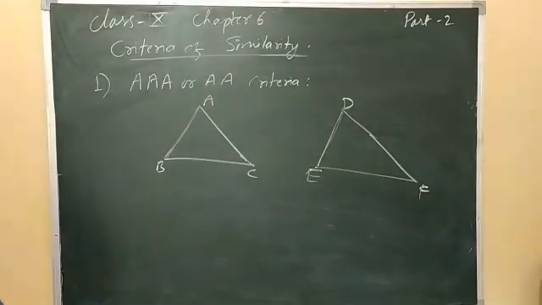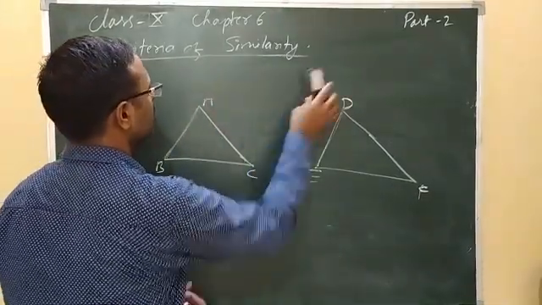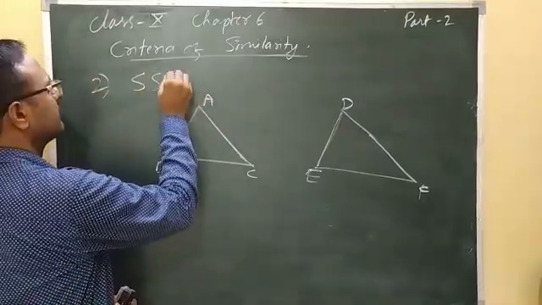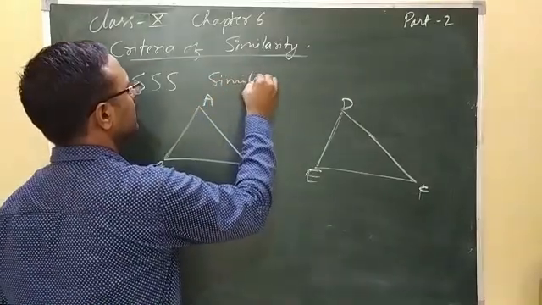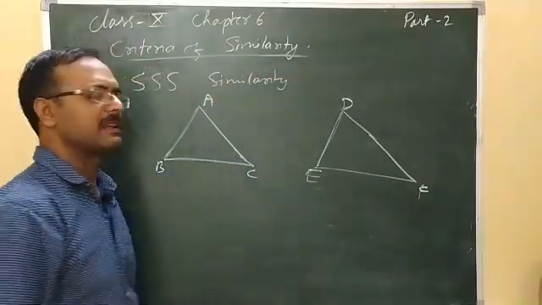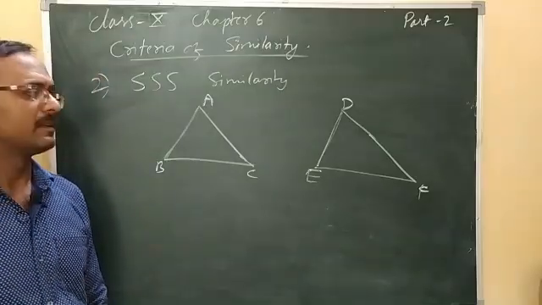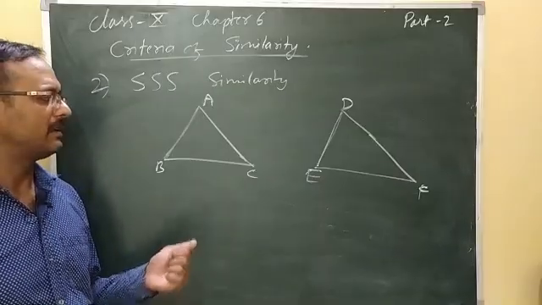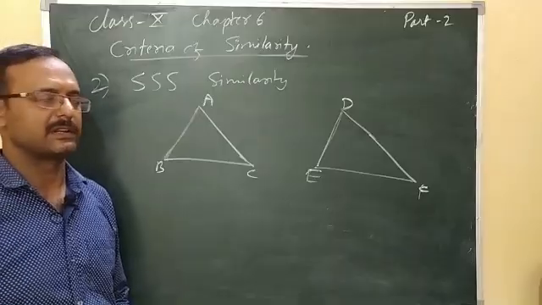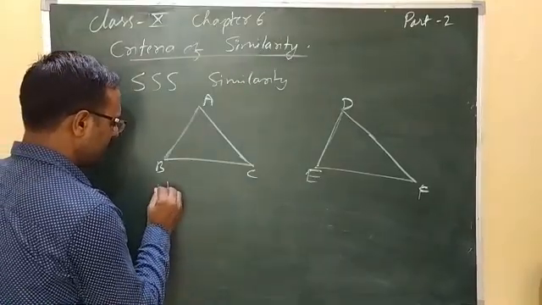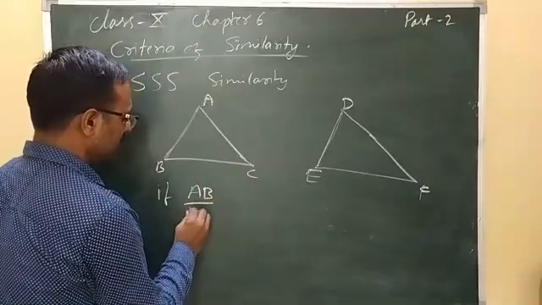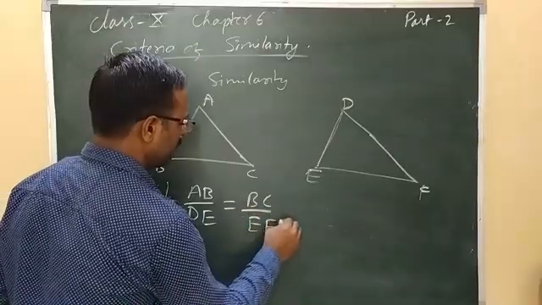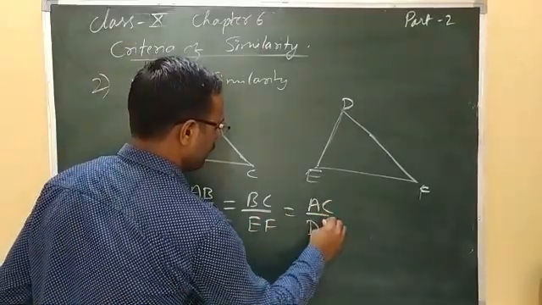Now our second criteria is SSS similarity. What happens in this criteria? If the corresponding sides of the two triangles are in equal ratio, then the two triangles will be called as similar triangles. That is, if AB upon DE is equal to BC upon EF equal to AC upon DF.